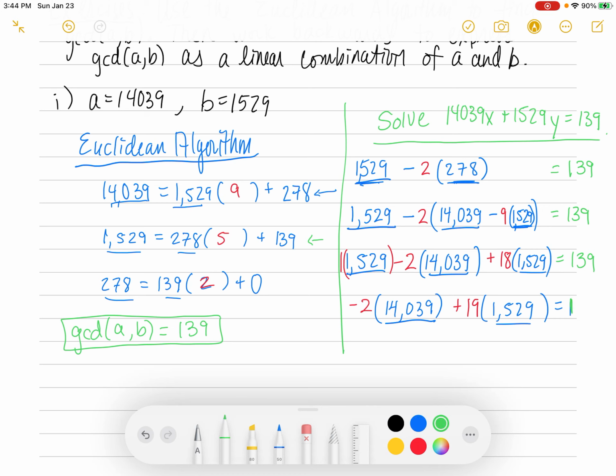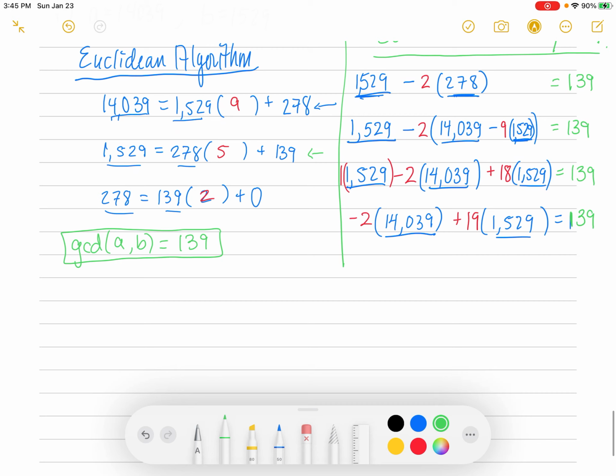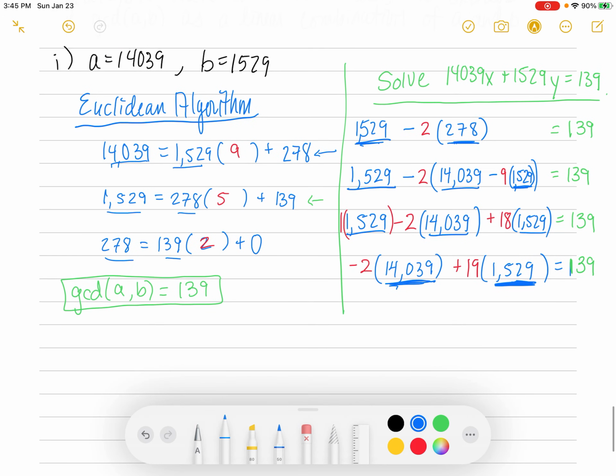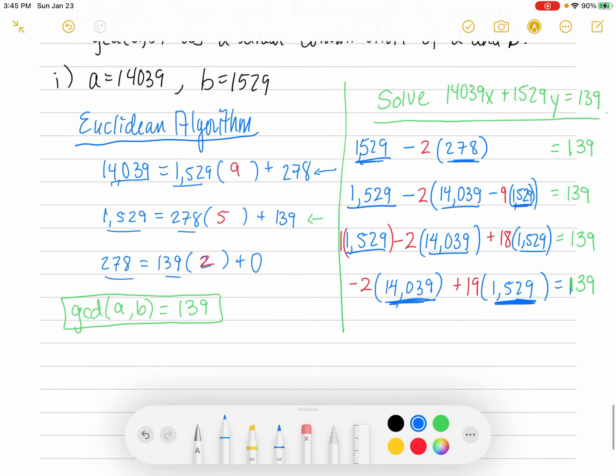So we're treating these blue numbers kind of like variables here. We don't want to actually multiply 19 times 1529 out. We don't want to actually multiply negative 2 times 14,039. We want to keep the blue numbers blue and just mind the coefficients. So the question is, are we back to our original numbers yet? So look at 14,039 and 1529. Yeah, those are the original A and B numbers. So since we have those, we basically have solved our equation, right?